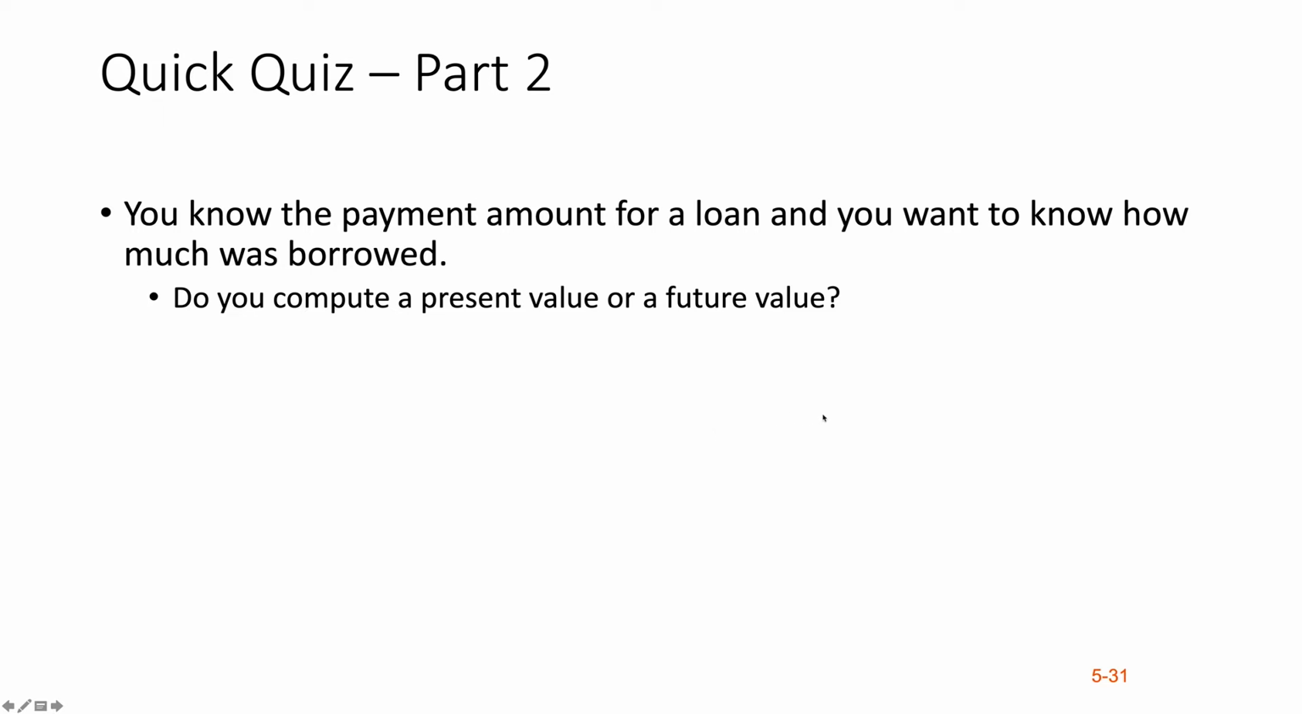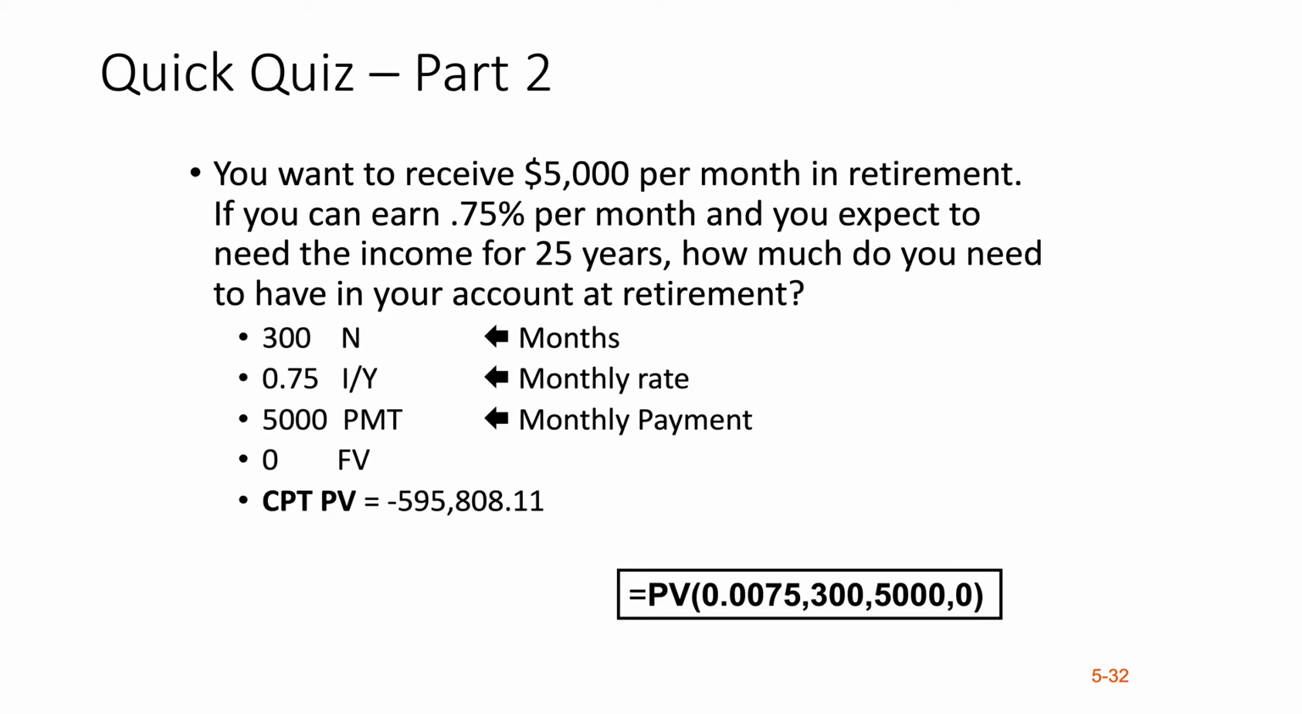Now, if you know the payment amount for a loan, you can figure out what the loan amount is. The present value is the key element here. If you want to receive $5,000 per month in retirement, and you can earn 0.75% per month, and you expect to need the income for 25 years, how much do you need to have in your account at retirement?